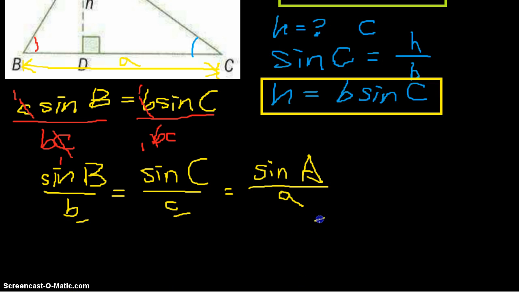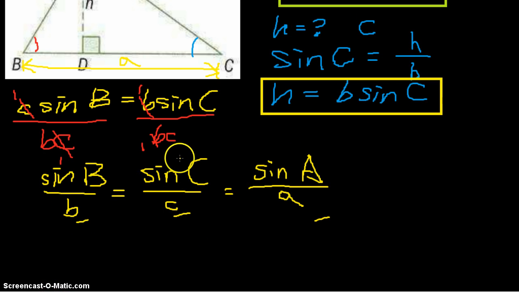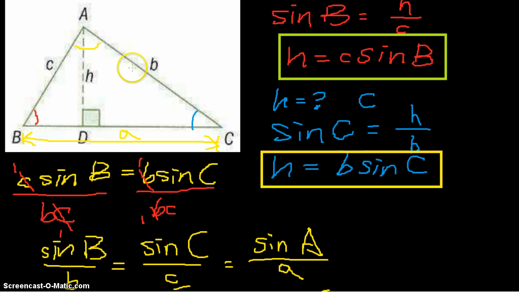Alright, so there you have it. This is the famous sine rule, and like I said, you can either use this part or that part. They are both the same thing. Just make sure that when you have sine B, that angle there, divided by length b, that length b has to be opposite from the angle that you are taking the sine value of.